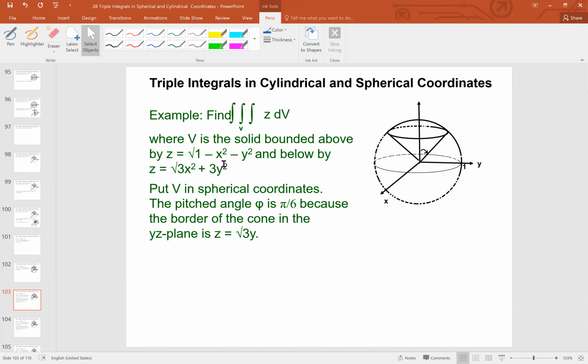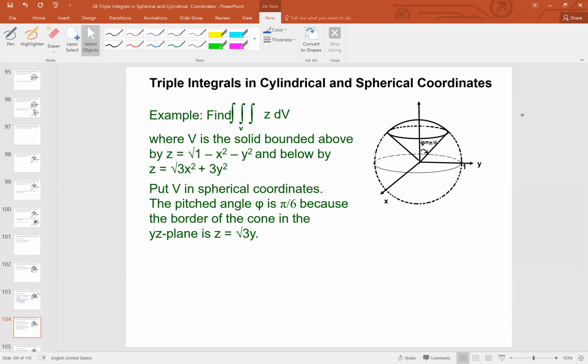In particular, I know what the pitch angle is because I can solve for the slope of the line when I set x equal to 0. So I get this line, the equation of this line is z equal to root 3 times y. So the slope of this is square root 3, and then you can say, oh, I know what the angle is. That's pi over 6. Just a little trick there.